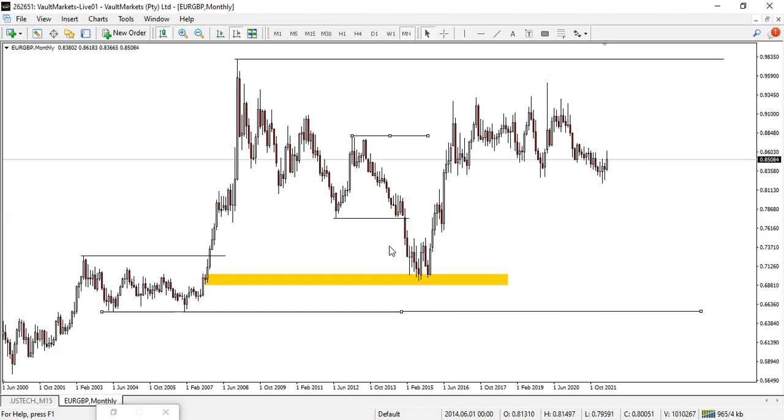Why do you look for an equal high? Because after the mitigation, price will have to go to where the liquidity is. And remember, if ever there's an equal high or equal low, there's always liquidity in that area.